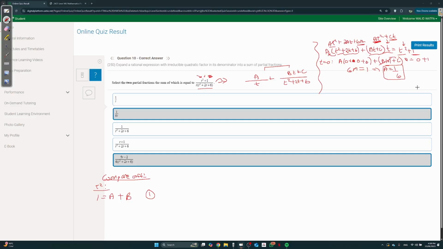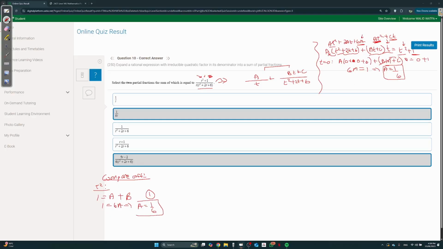Doing the constant term, you're only going to get that 1. The constant here is 1, and over here, the only term that doesn't have t, the constant, is 6a. So you're going to get that 1 is equal to 6a, and you're going to get a is equal to 1 over 6, which is also what we got over here.